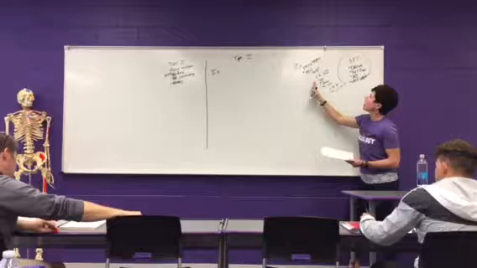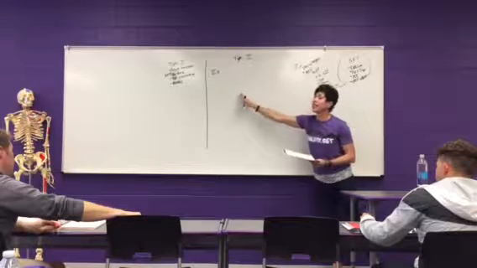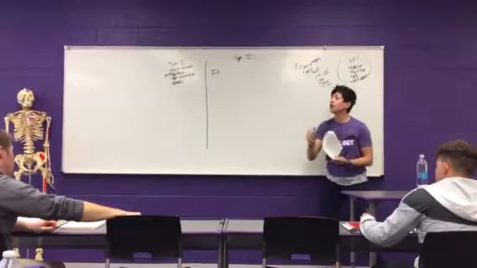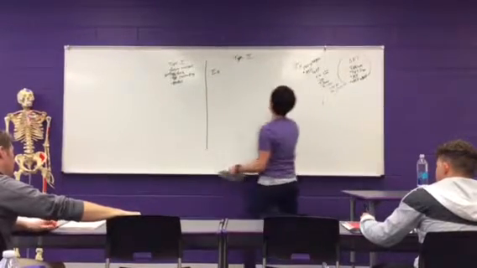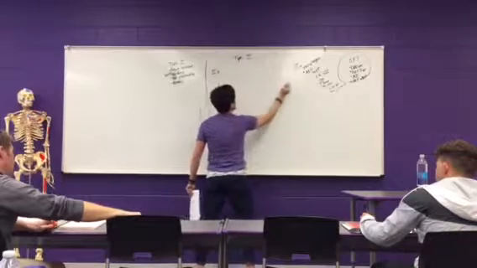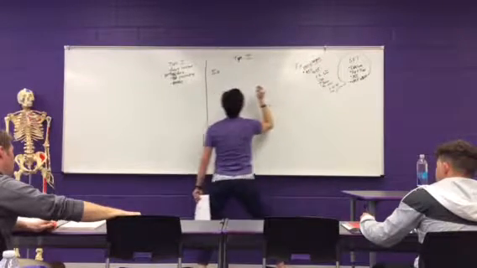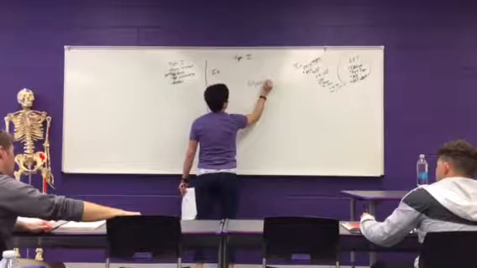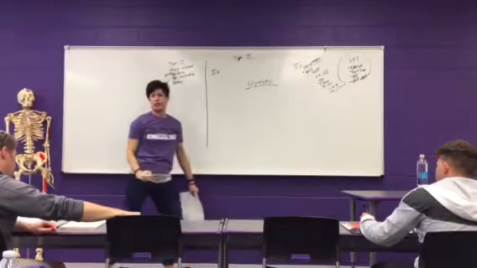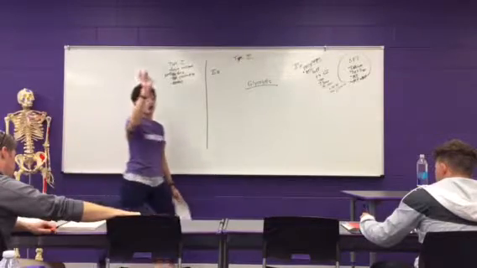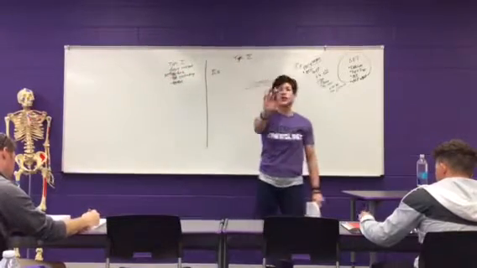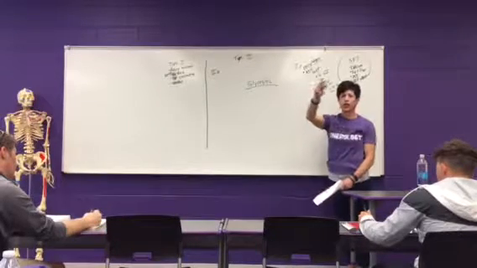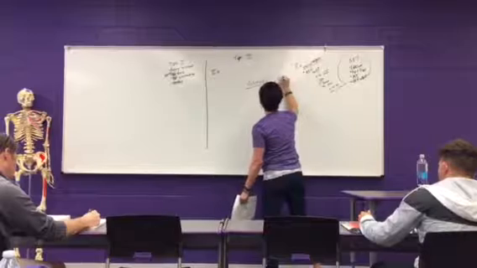Excellent. So as we start to decrease the intensity, yes or no? Yes. We have to move to a different fuel source. Okay? So now, instead of being in the phosphagen system, we are in the glycolytic system. What is the primary fuel for the glycolytic system or glycolysis? Those are interchangeable words. Glycogen.